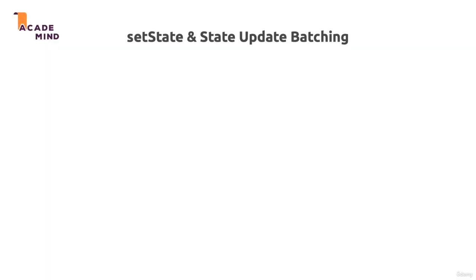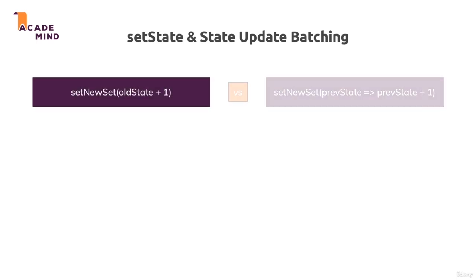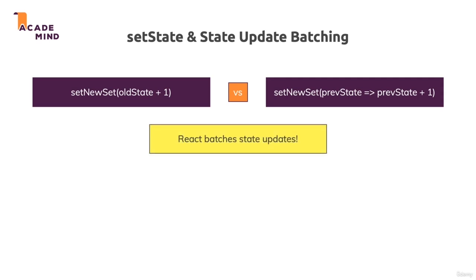I'm naming it set state here because whenever you call a set whatever it is, function from use state, this will of course trigger a state update. And there React has a mechanism for batching multiple updates together to avoid unnecessary render cycles. So when you set your new state, no matter which approach you use, React batches these state updates.